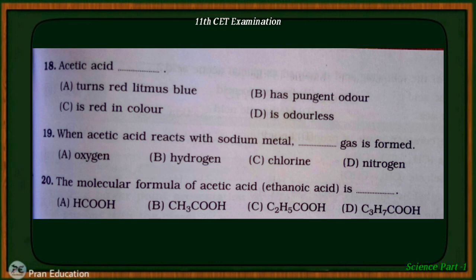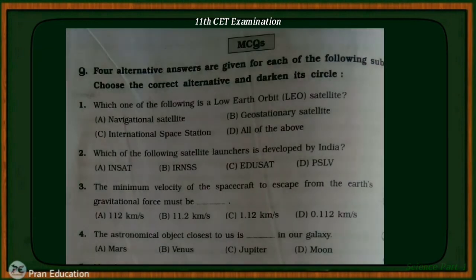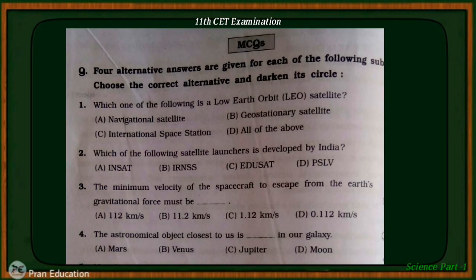Twentieth, the molecular formula of acetic acid, ethanoic acid, is dash. Options: A, HCOOH. B, CH3COOH. C, C2H5COOH. D, C3H7COOH. The correct option is option B, CH3COOH.